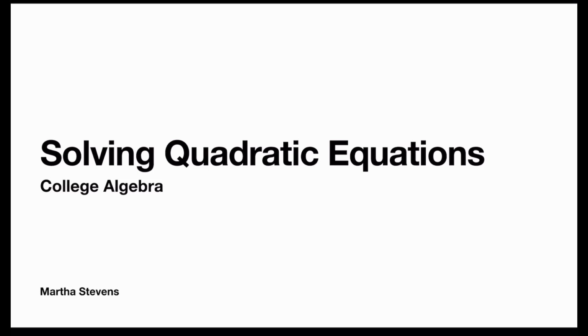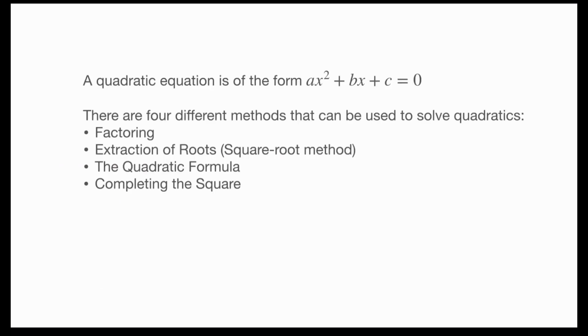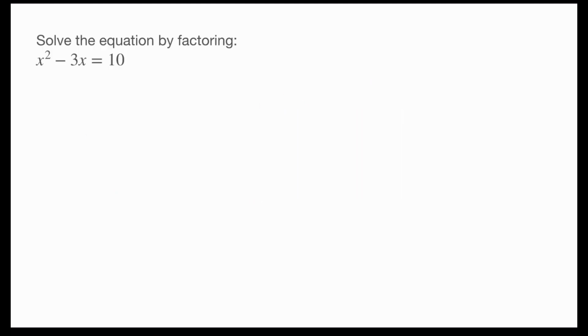This video is going to run through the 4 different methods that can be used to solve quadratic equations. And again, a quadratic equation is something with an x squared in it. It's a second degree polynomial, so something of the form ax squared plus bx plus c equals 0. So we're going to just do a brief overview of these 4 methods: factoring, the square root method, the quadratic formula, and completing the square.